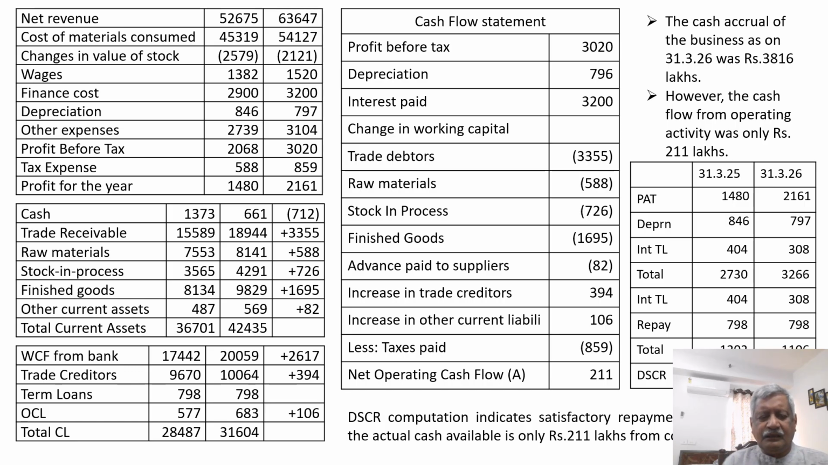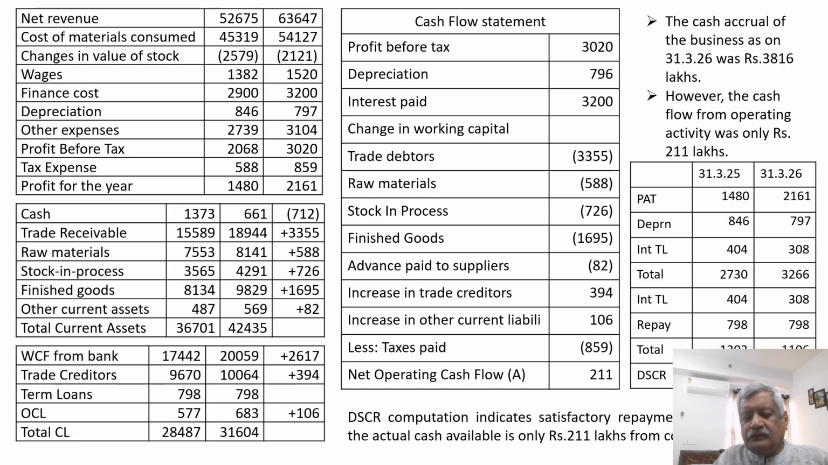Now let us go to the other current liabilities, that is the current liabilities excluding working capital finance. Trade creditors have increased by 394. When the trade creditors have increased, it means more cash inflow has taken place. That is why it is shown as 394 positive. Term loan, of course, the amount of installment remains the same, so there is no change. And even if there is, it has to go to the financing activity. Then the other current liabilities show an increase from 577 to 683, an increase of 106. That means the cash inflow had taken place, so it is shown as positive. Less taxes paid, that comes to 859.